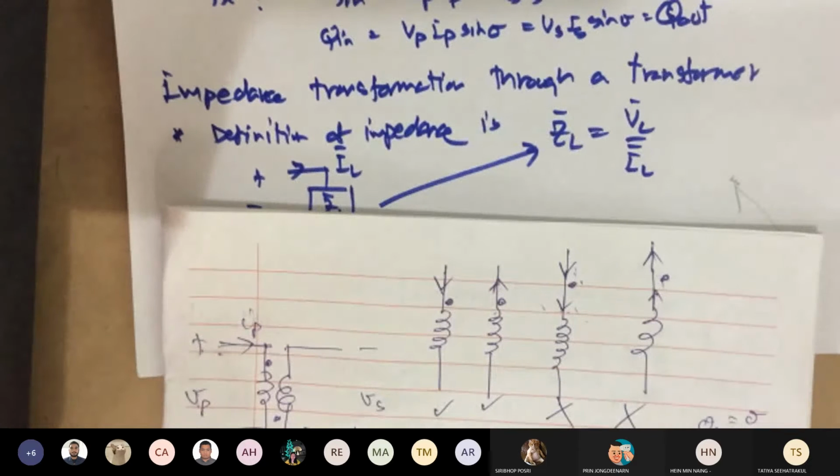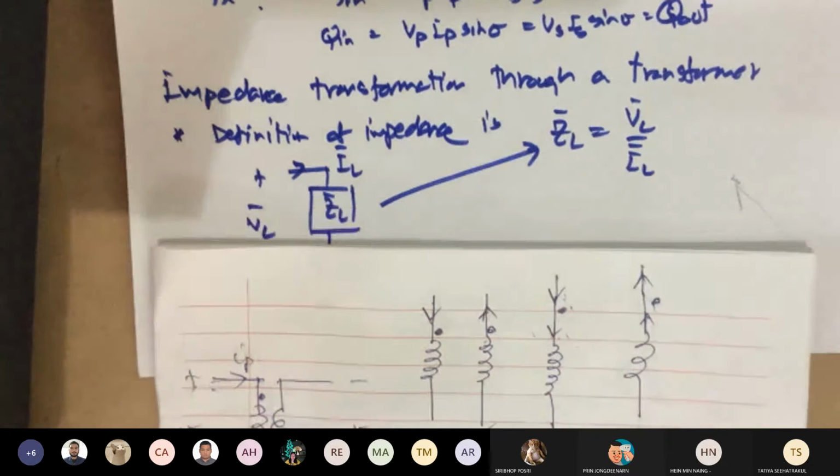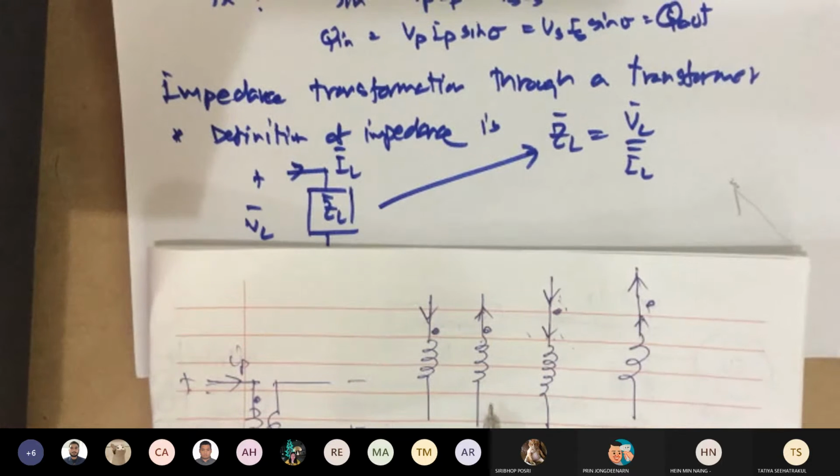Now, how much time do I have? About 5 minutes. Okay, let me finish this part then. This is an important part. I'll do this and then I'll review it next time too.